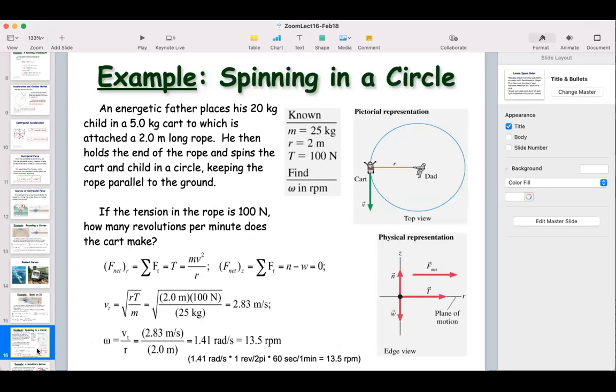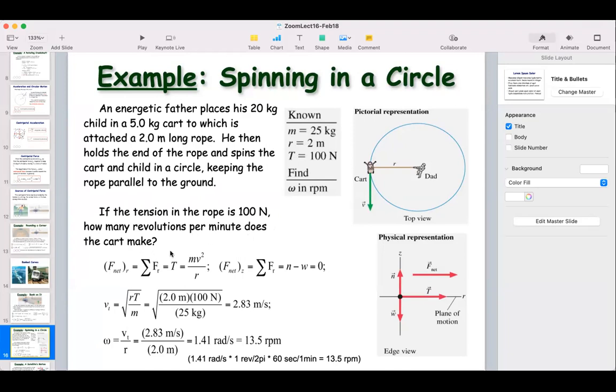Okay, let's see another problem, spinning in a circle. So we have an energetic father that places his 20-kilogram child in a 5-kilogram cart, to which is attached a 2 meters long rope. Okay, so this is the dad, this is the child on the cart, attached to a rope. He then holds the end of the rope and spins the cart and child in a circle, keeping the rope parallel to the ground. If the tension in the rope is 100 Newton, how many revolutions per minute does the cart make?